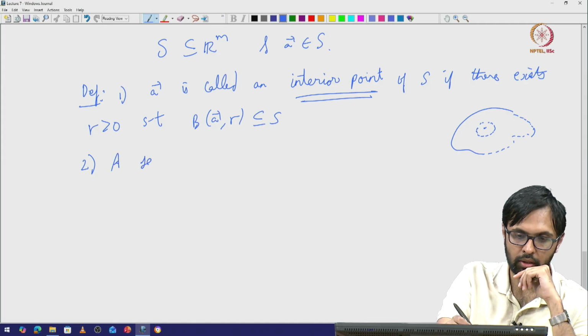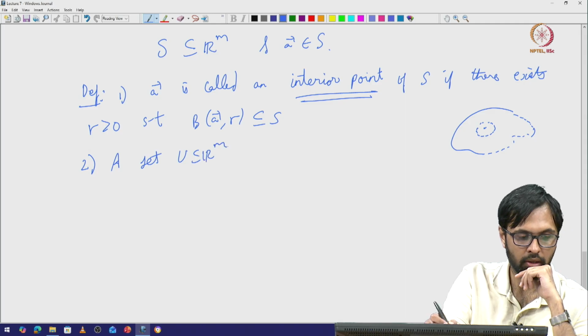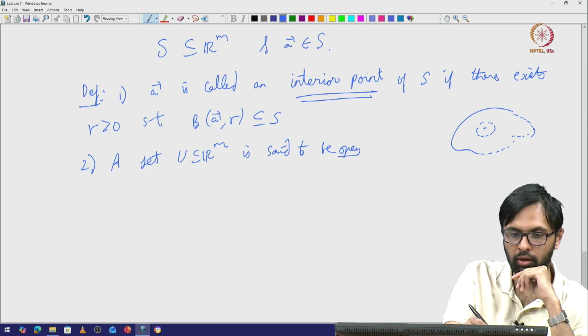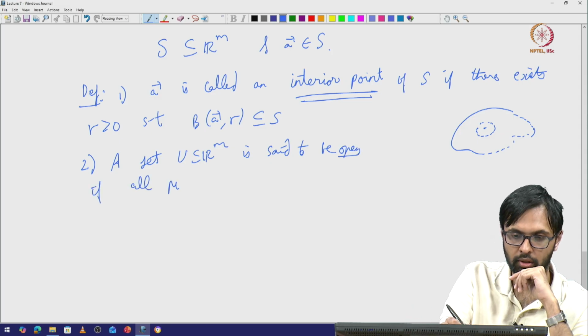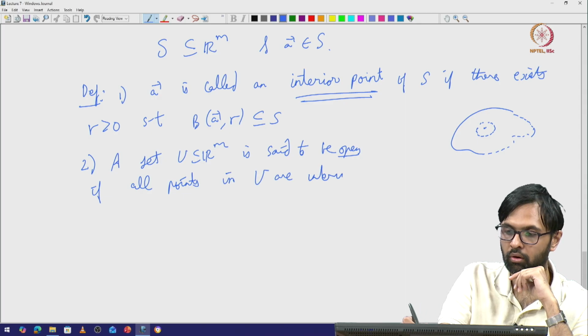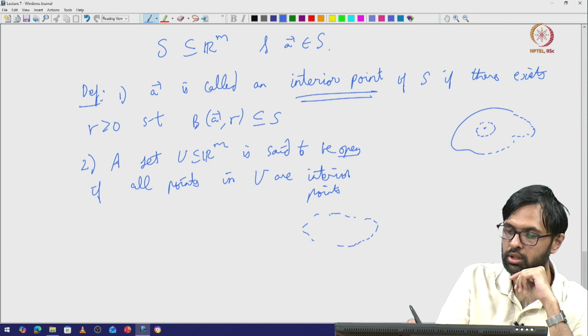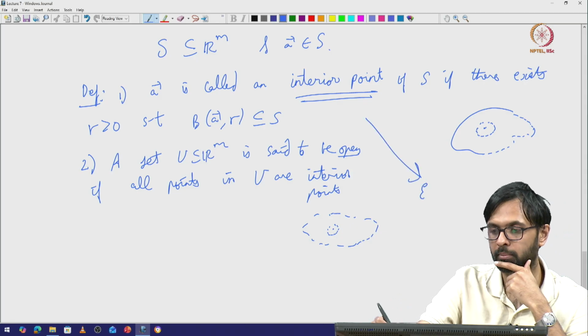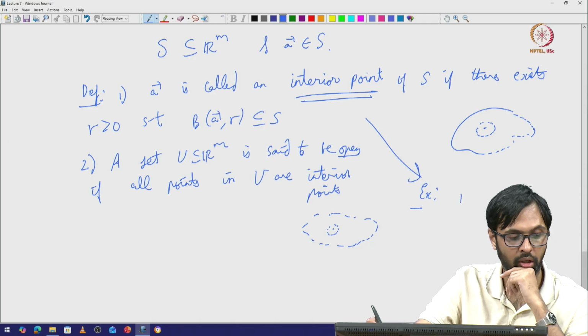A set U in R^m is said to be open if all points in U are interior points. So in other words, an open set is supposed to look like this. It is said to be open if you take any point and if you take a small enough ball around that point that lies entirely within this set. So here are some examples and non-examples, if you will.